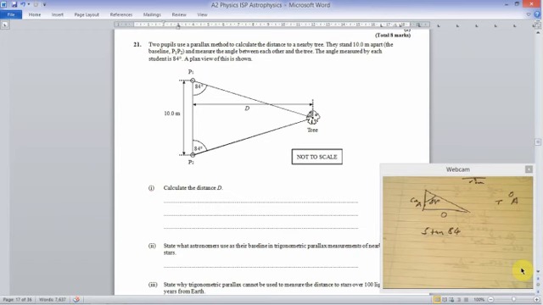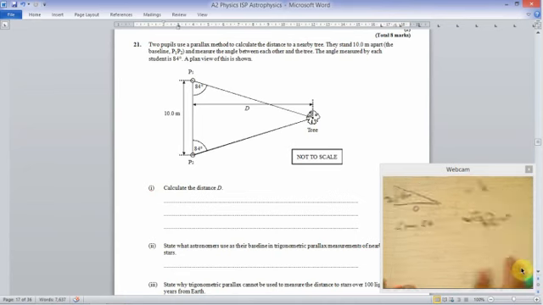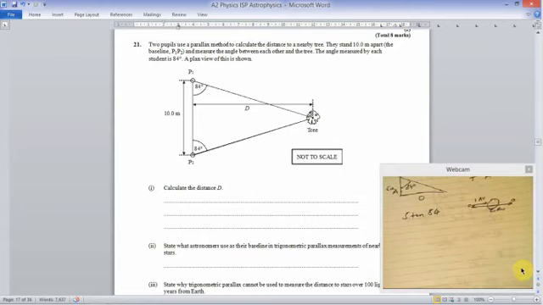State what astronomers use as their baseline in parallax measurements of nearby stars. They use two astronomical units. Because there's a sun and a planet, 1 AU is used from there to there. So the baseline is going to be all the way across. So that's 2 AU. Just to make that clear, the baseline is 2 AU.